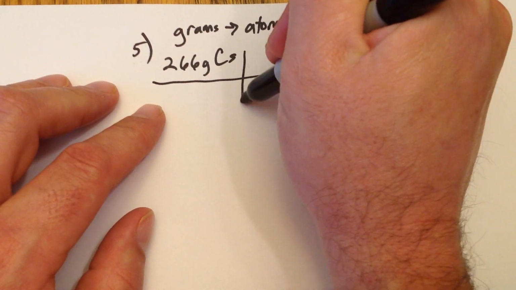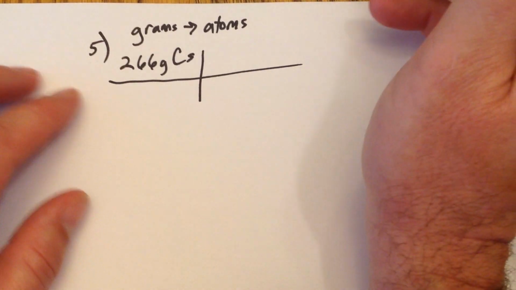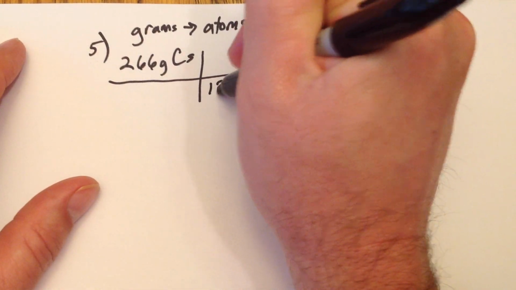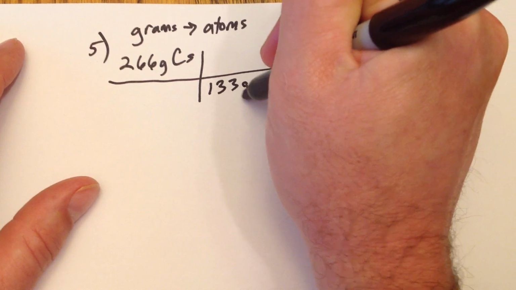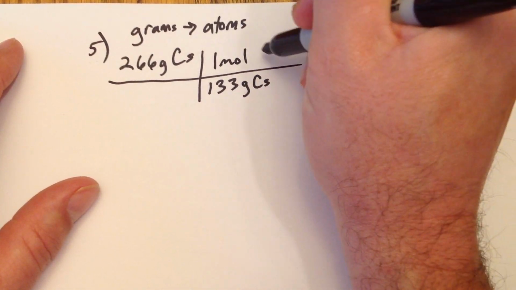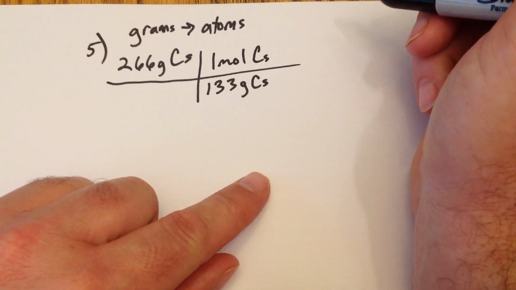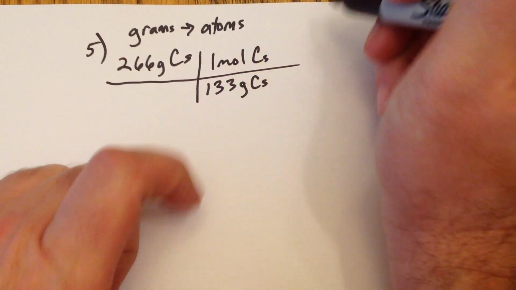So here we go. We start our factor label. When you see the G, where do you go? The PT. And when you look that up and you round it, we get 133 grams of Cs. And that makes the math really easy here in a second. And of course, grams to moles. Are we done? No, we're going to atoms.